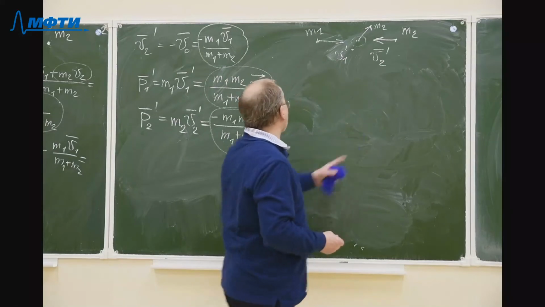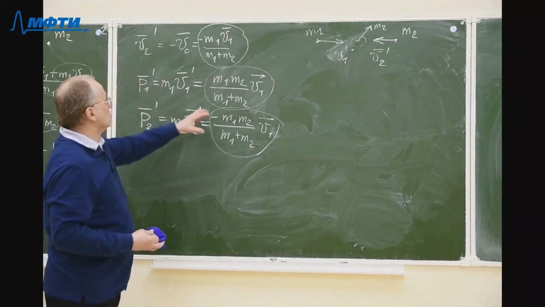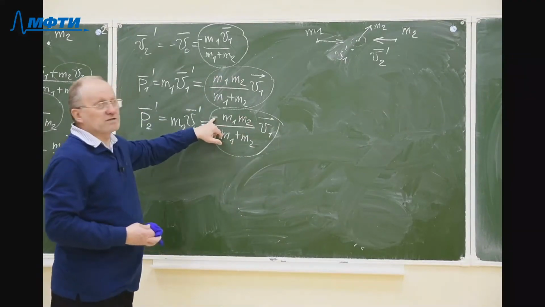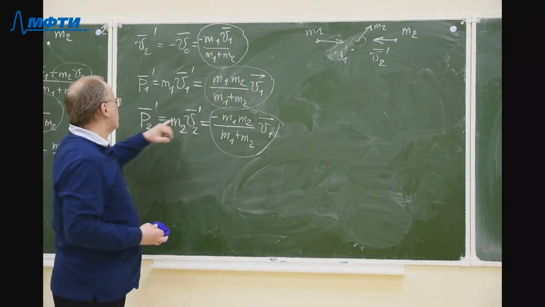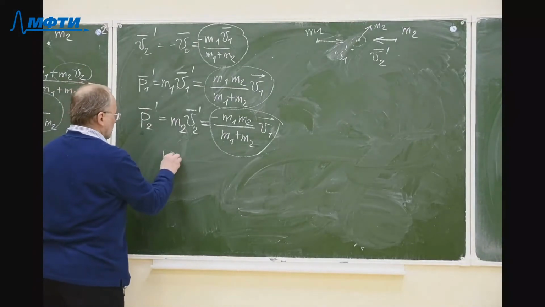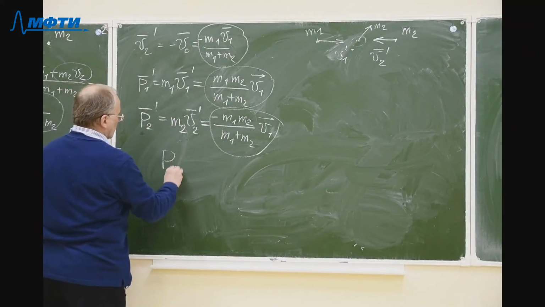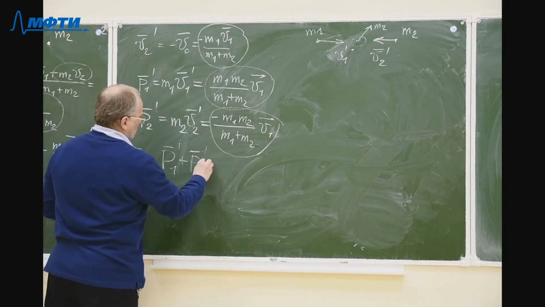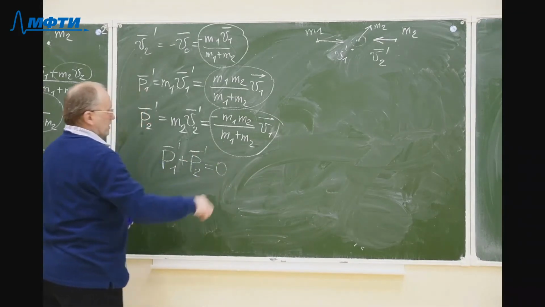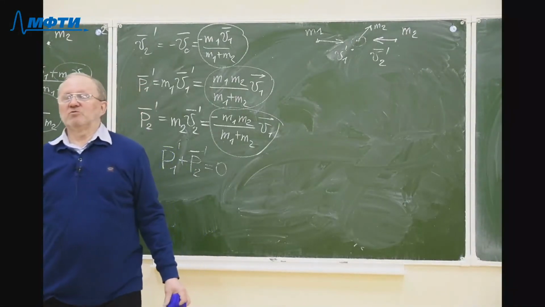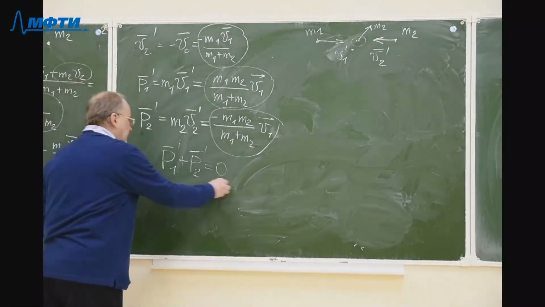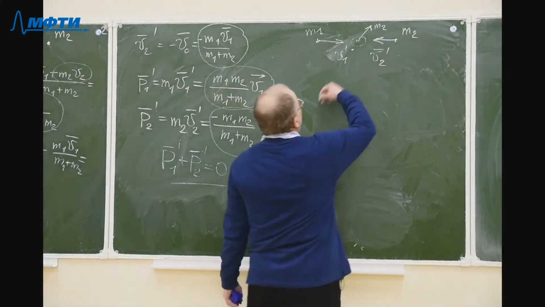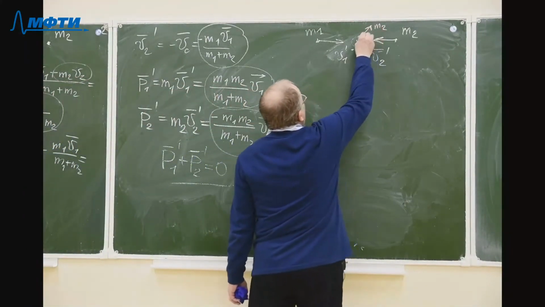Before the collision, what was the momentum? It was 0, because the momentum of one particle equals the momentum of another particle with minus sign. So before the collision, total momentum was 0. P1 prime plus P2 prime is 0, before the collision. If the momentum is conserved, then after the collision the same will be true. So after the collision, the two particles will go in opposite directions.